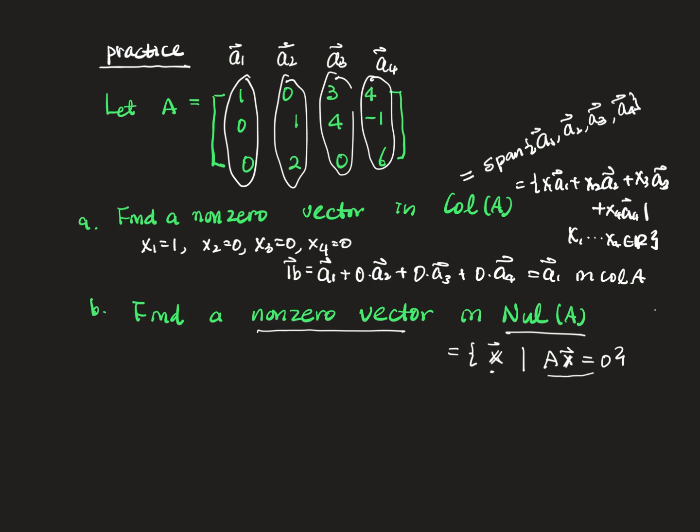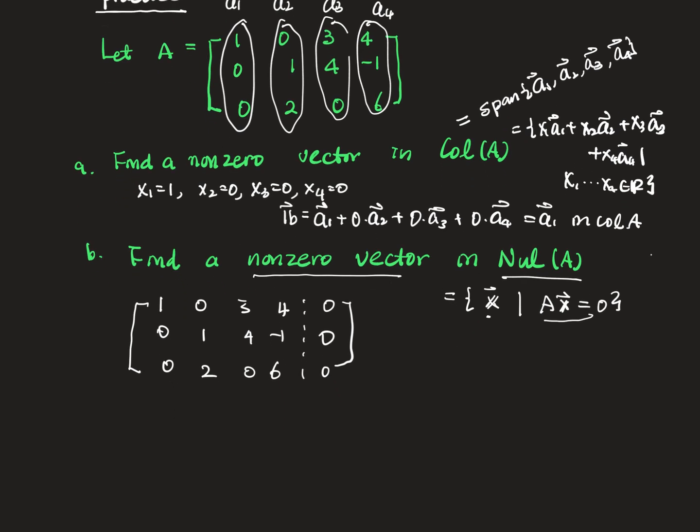So this one is going to be an augmented matrix. Let's make the augmented matrix, guys. I'm going to do it a little fast: 1, 0, 3, 4. Here the constant term is 0. 0, 1, 4, negative 1, 0, 0, 2, 0, 6, 0. So this augmented matrix is supposed to have a solution, and that's going to be x, right? Everyone can see what kind of row operation you need.